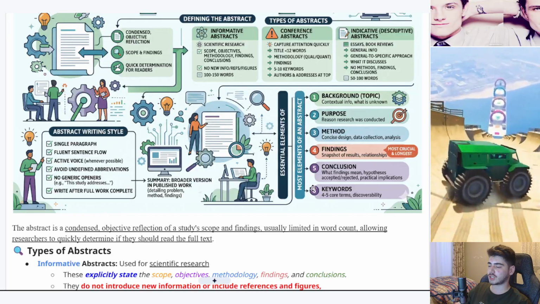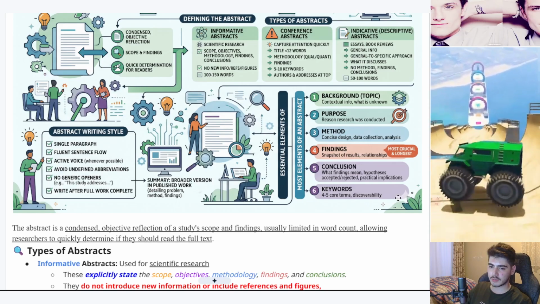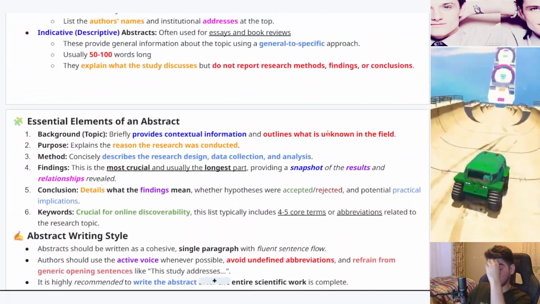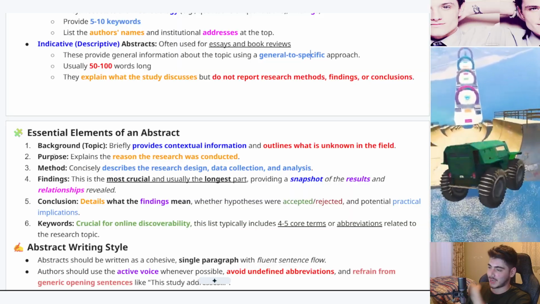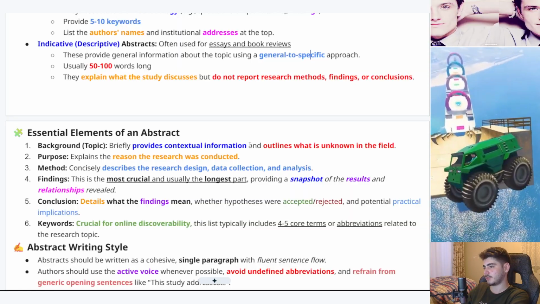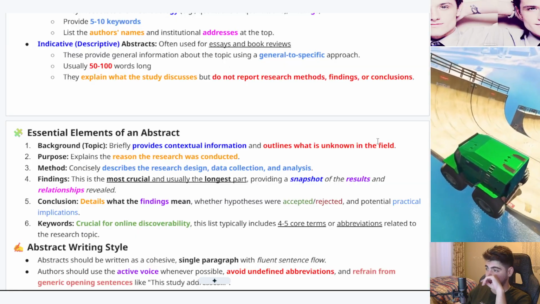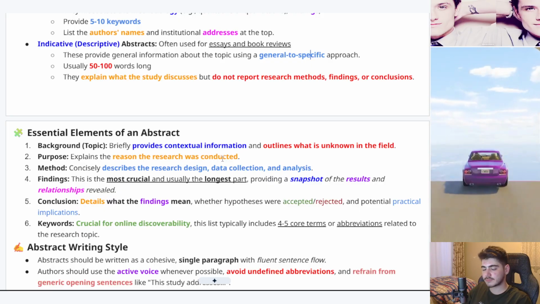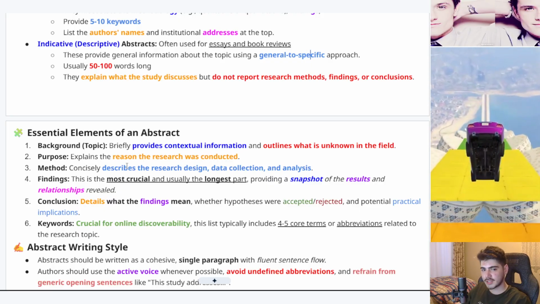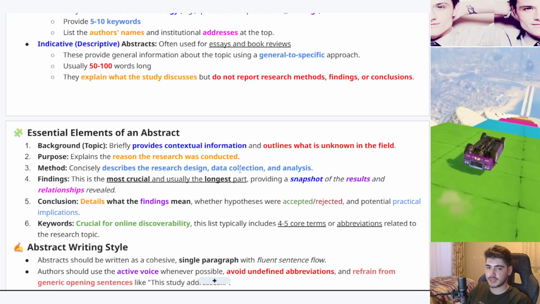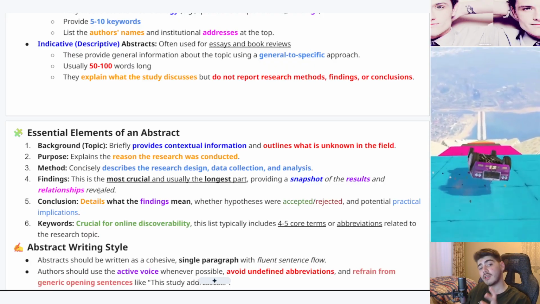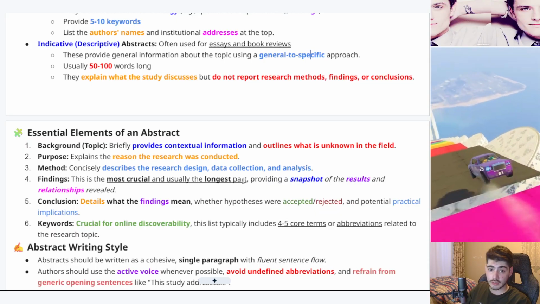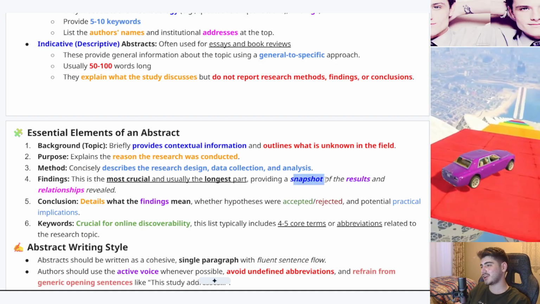And our keywords are caffeine, rat, sock, something like that. So to go into more depth, the background briefly provides contextual information and outlines what is unknown in the field. Purpose explains the reason the research was conducted. Method concisely describes the research design, data collection, and analysis. Findings are the most crucial and usually the longest part, providing a snapshot of the results.